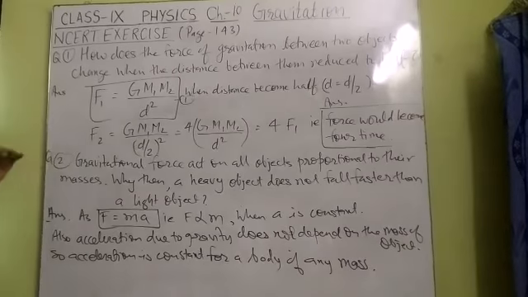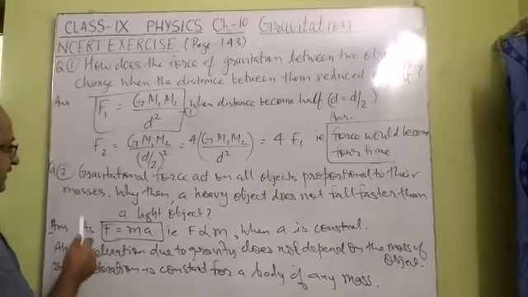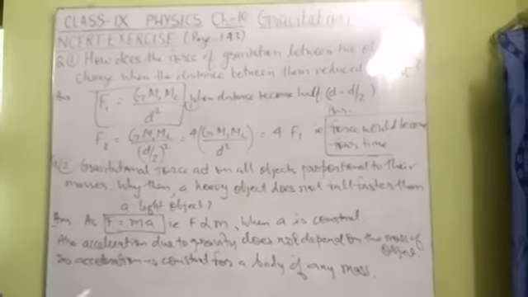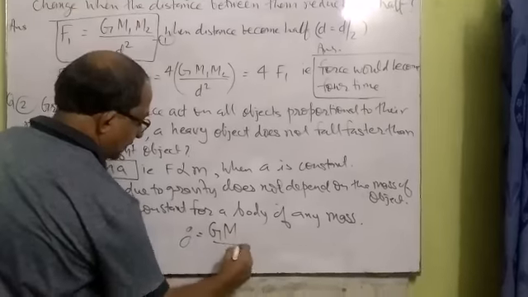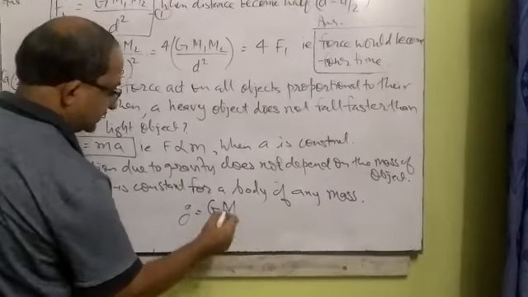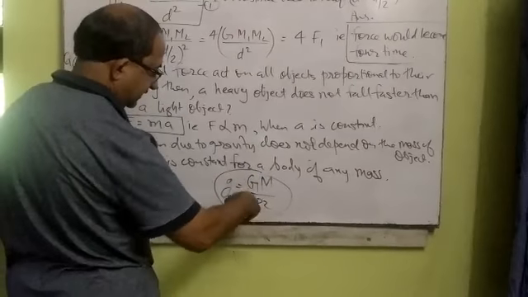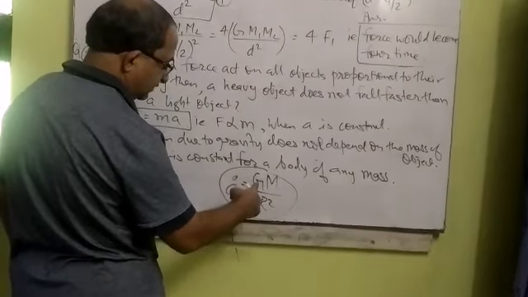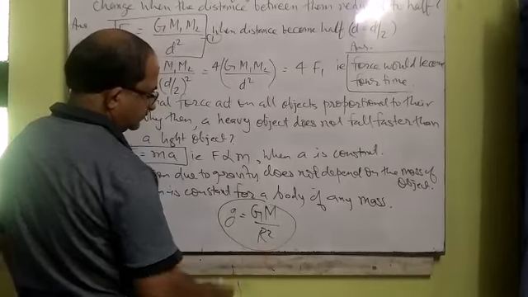That is why when a heavy and a lighter object are allowed to fall from a particular height, they will reach at the same time, because the value of small g you can calculate by GM upon R square. Means it does not depend on the mass of the object, which is already cancelled during derivation. So small g can be calculated by capital G, mass of the earth, upon radius of the earth square.